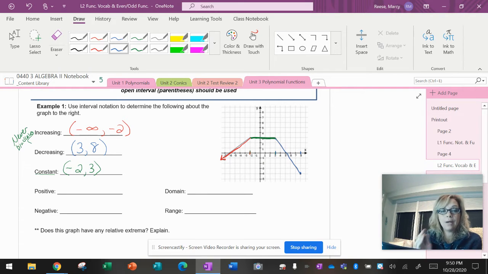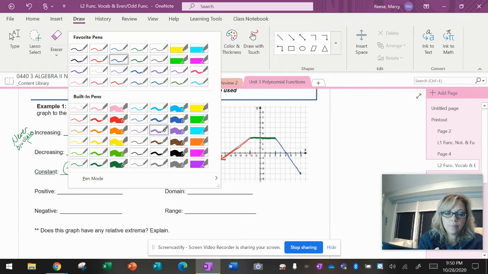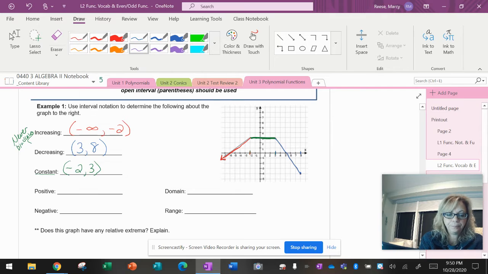Now I know at 8 it stops, but we never use brackets for increasing and decreasing. Let's change the colors up. You know how I like to do that.